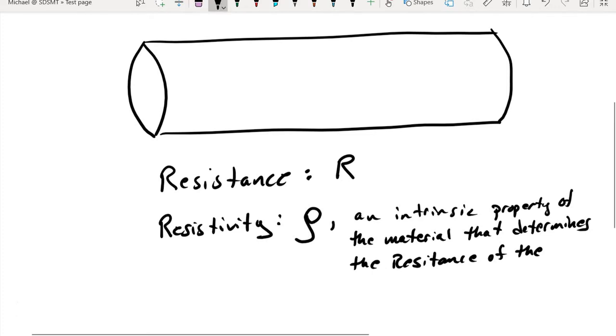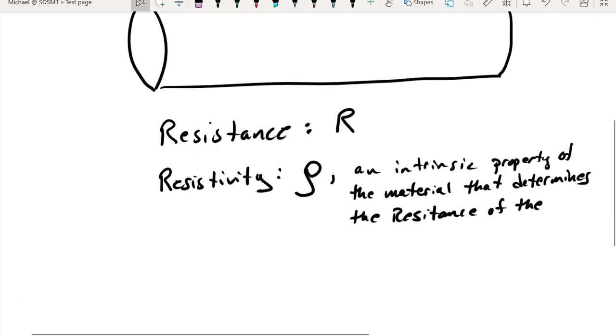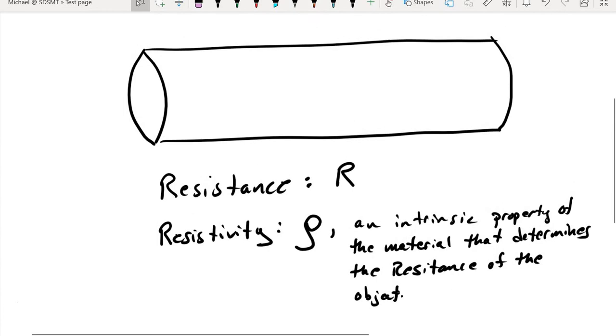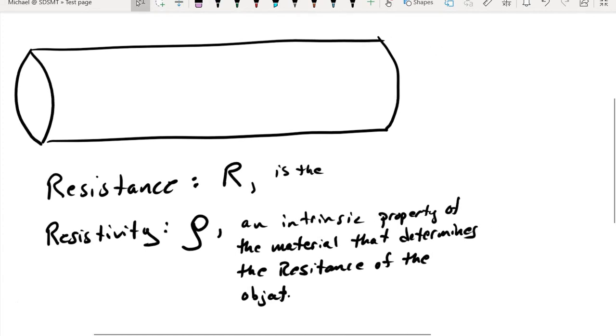Maybe I don't want to use the word conductor necessarily because we can have insulators that have very, very, very high resistance, and they prevent the charge from moving through. So we'll say the resistance of the object. So resistance, R, is the... let's see how I want to word this. I want to use the word resistance, but that would be a circular definition. Well, for right now, I'll just use that for lack of a better term.